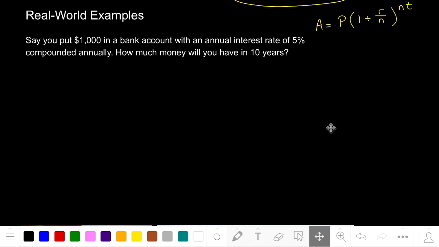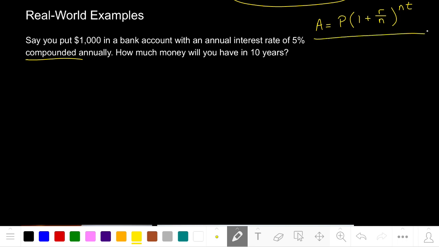And let's look at one more real-world example here. Let's say you put $1,000 in a bank account with an annual interest rate of 5% compounded annually. How much money will you have in 10 years? Compounded annually is a very important term when we're talking about exponential functions, because compound interest is based upon the mathematics of exponential functions, exponential growth or exponential decay.